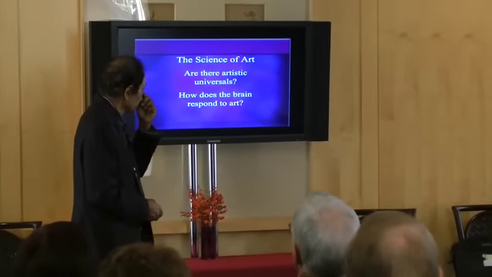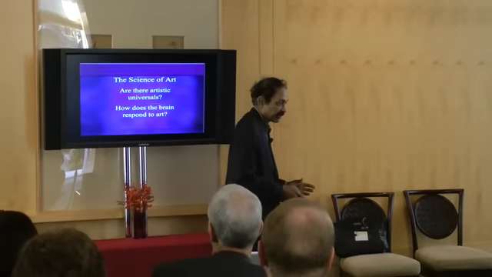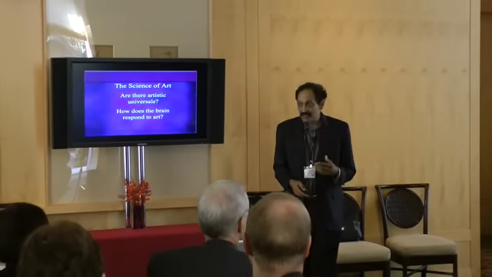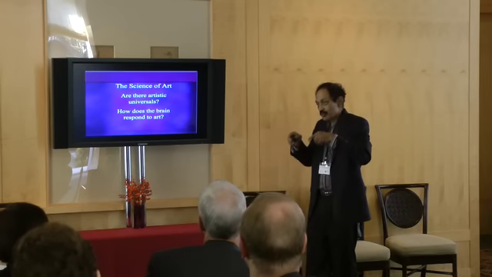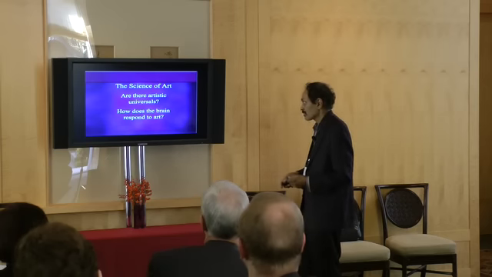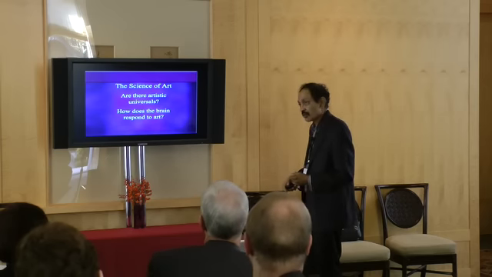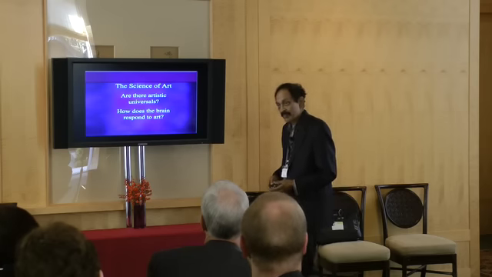Now, if there are universals, how are these instantiated in the neural architecture of the brain? In other words, can there be a science of art? I'm going to argue, not of art with a capital A, but there can be a science of aesthetic response. Because aesthetic response is universal. You can even see it not only across cultures, but across phylogenetic lines. After all, bees and birds have an aesthetic sense.